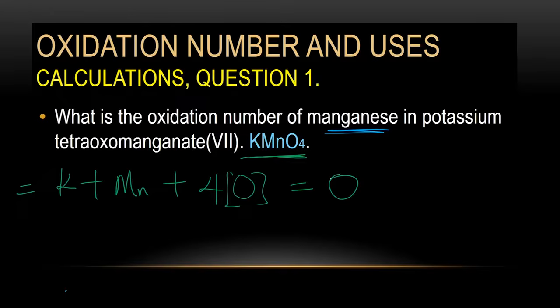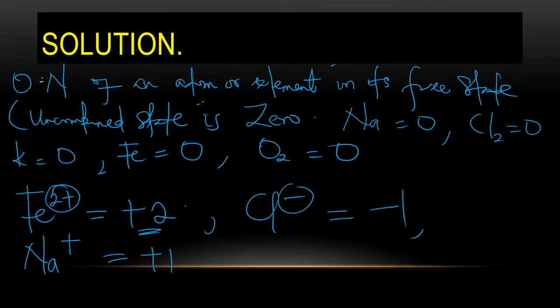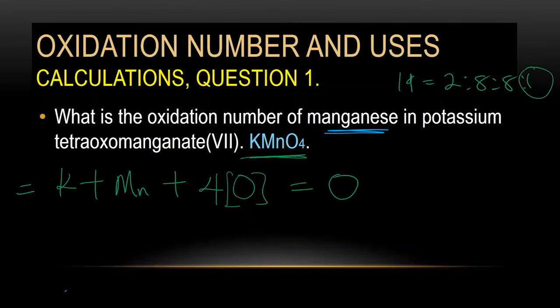Are you following? Good. So now, what is the charge for potassium? Potassium is number 19 in the periodic table, 2:8:8:1. It's losing 1 electron, so it has a charge of +1. And since it has a charge of +1, the oxidation number is +1. Remember the law we said: the charge of a metal atom is the same as its oxidation number. So the oxidation number of potassium is +1.